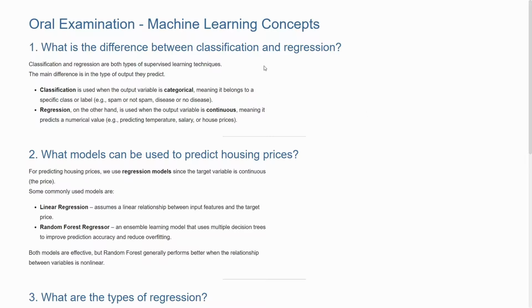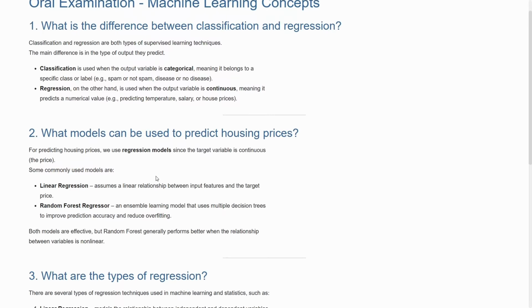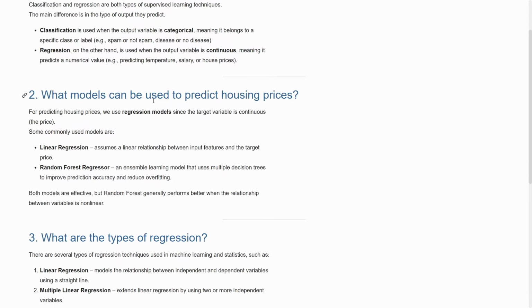What is the difference between classification and regression? So, basically, this is what they've asked, just one line answers. The output variable is categorical in classification, and the output variable is continuous in regression. Then, what models can be used to predict housing prices? This was a question that I think could be asked.